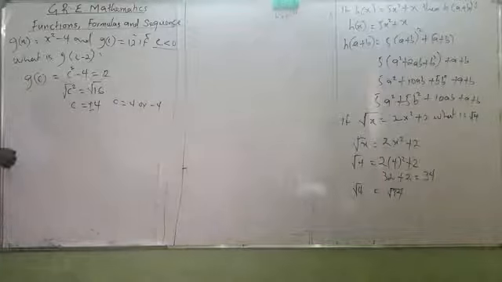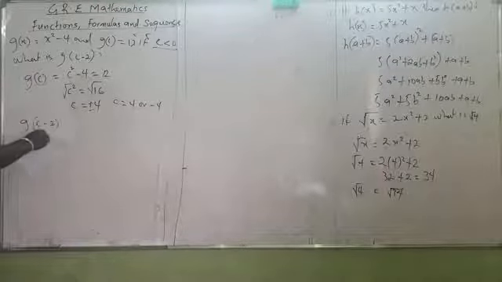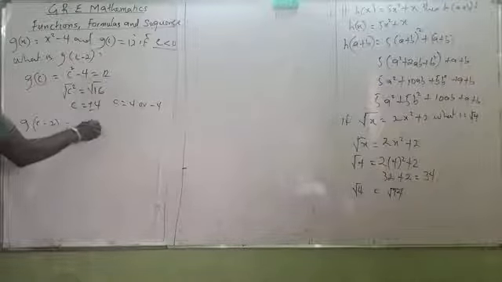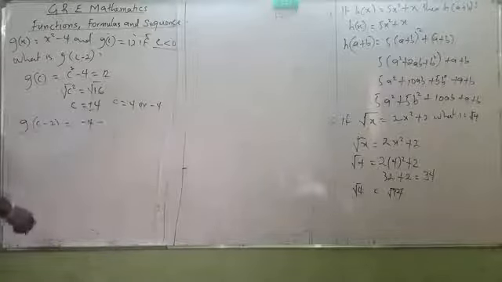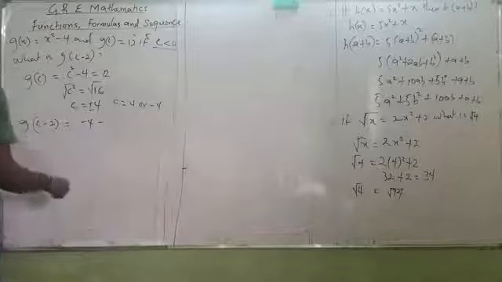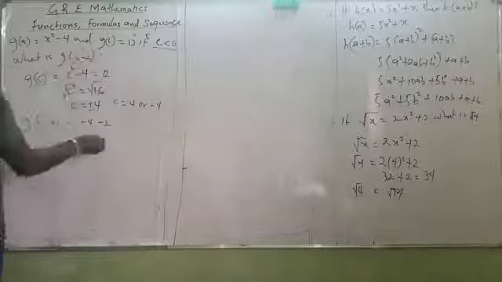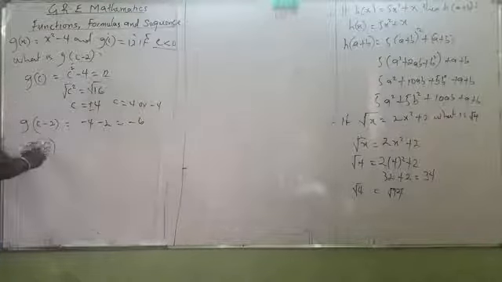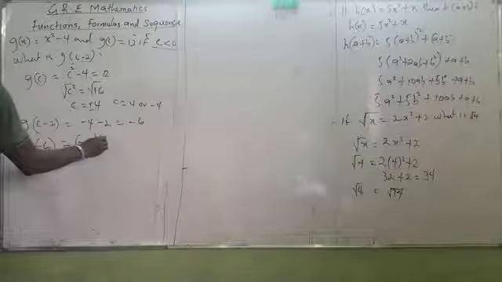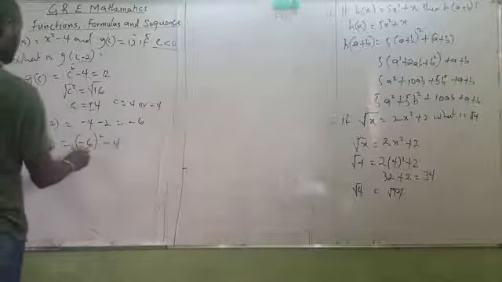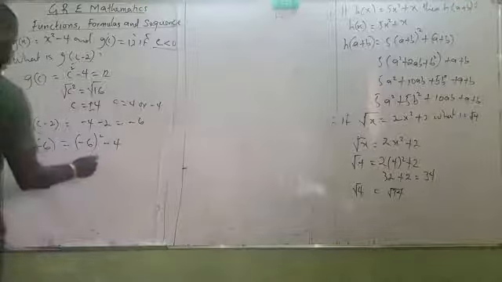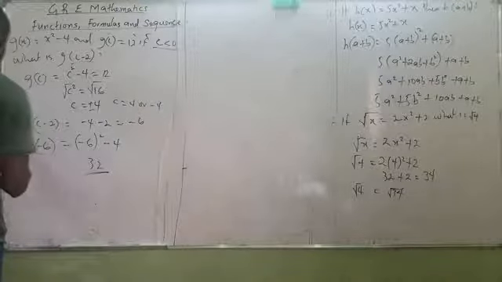Since I have that, it means my g of C minus 2 will be equals to minus 4 minus 2, which is equals to minus 6. Now, it means my g of minus 6 will be equals to minus 6 squared minus 4, which is going to be 36. 36 minus 4 is going to be what? 32. I have 32. That will be what is in the option.